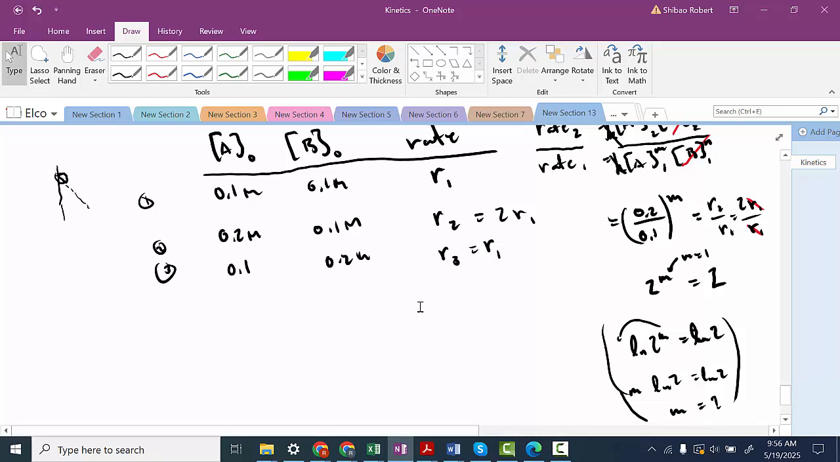So if that's the case, then what we see is that, okay, this is the math way. This is just the other way of doing it. Okay, so we already know that it's going to be first order in A. We determined it from the math over here. But if we double B and B doesn't impact the rate, then it's got to be to the 0th order, because we doubled the B concentration and yet nothing happened. It's got to be 0.